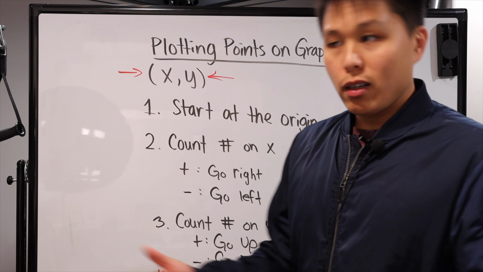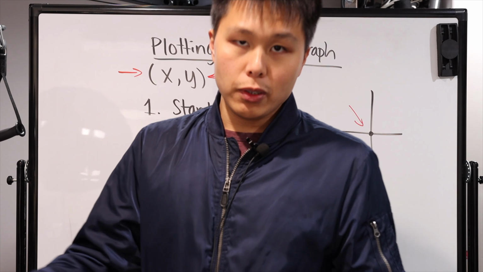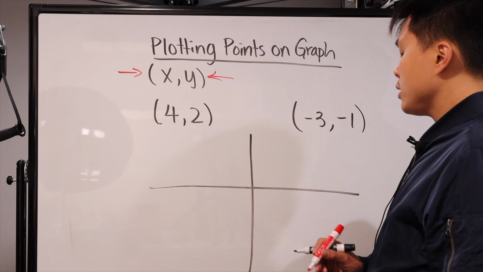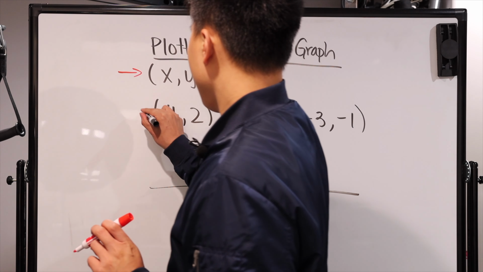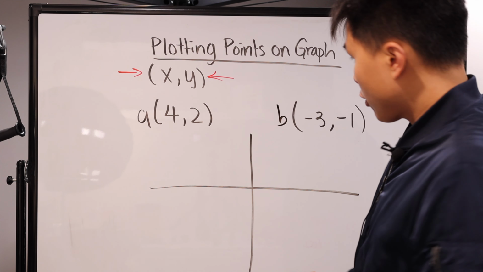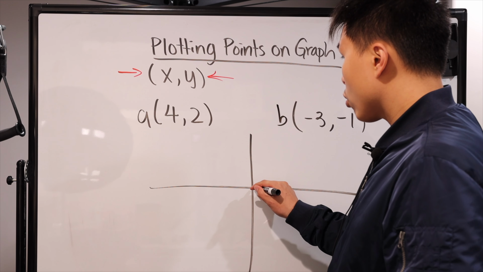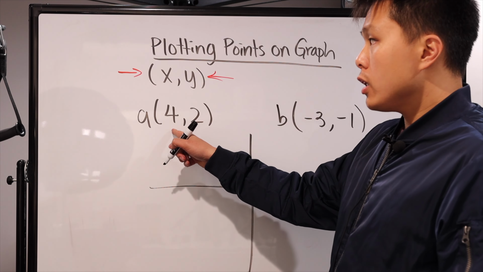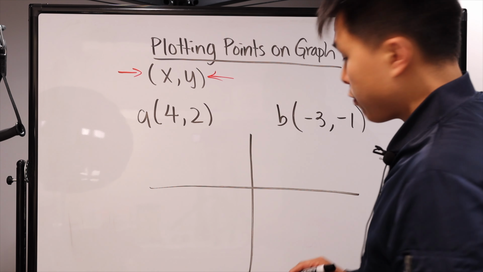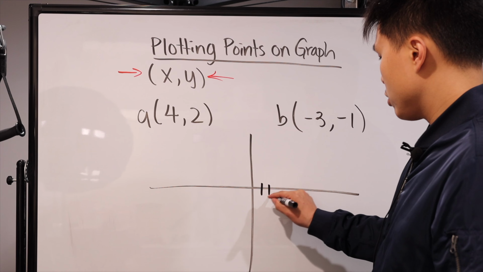So let's look at least 1 or 2 examples on how to do that in the wild. All right, so let's just look at 2 possible points. Let's just call this point A and point B, since we're going to use the same graph. Right. First step, once again, we're always going to start at the origin. The number on the left is 4, so we're going to move over, and this is a positive 4. We're going to move over 1, 2, 3, 4.